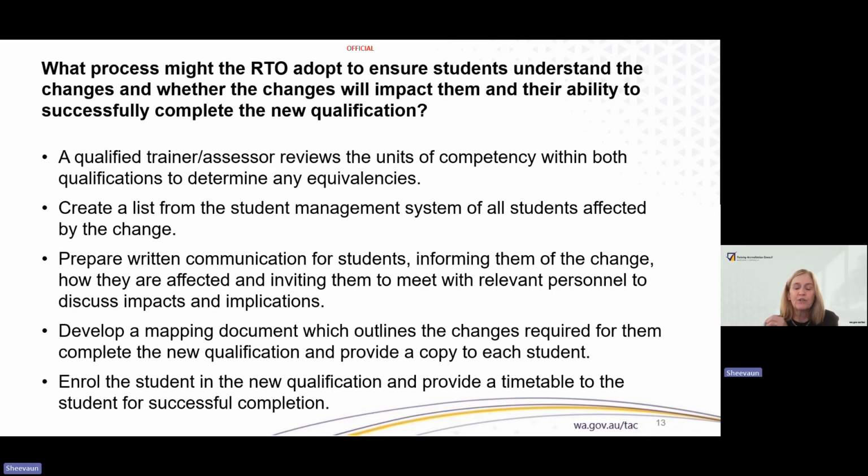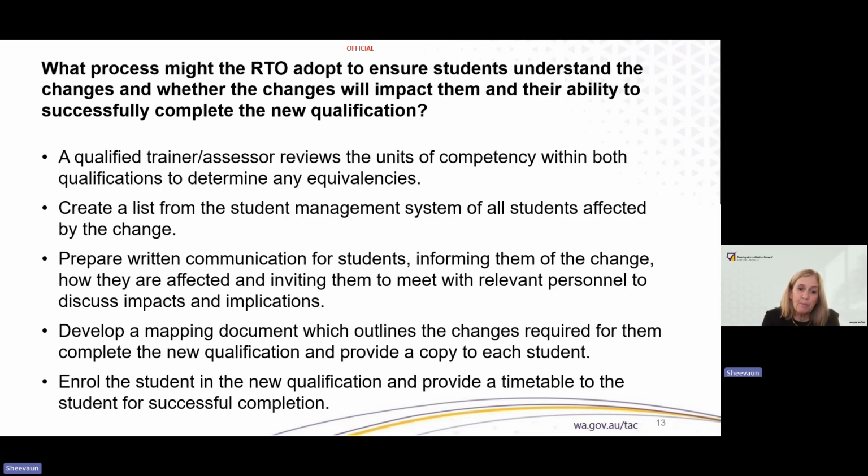This might be really important, particularly if you have students who, for example, have any specific learning support needs. The RTO should then think about developing a mapping document which outlines the changes required for them to complete the new qualification, and provide a copy to each student. So it's not about a group en masse, here's the communication, writing to individually. You could probably copy most people into something like that, but you have to make sure that each student receives a copy of how they're going to be affected by the change.